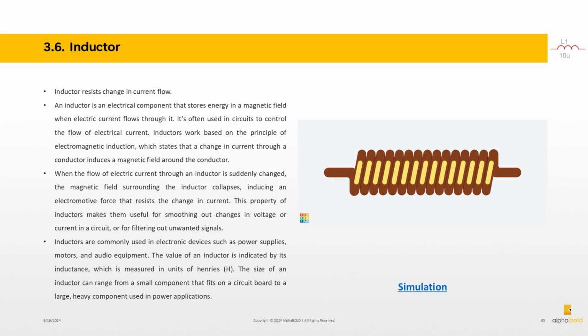When the flow of electric current through an inductor is suddenly changed, the magnetic field surrounding the inductor collapses, inducing an electromotive force that resists the change in current. This property of inductors makes them useful for smoothing out changes in voltage or current in a circuit, or for filtering out unwanted signals. Inductors are commonly used in electronic devices such as power supplies, motors, and audio equipment.